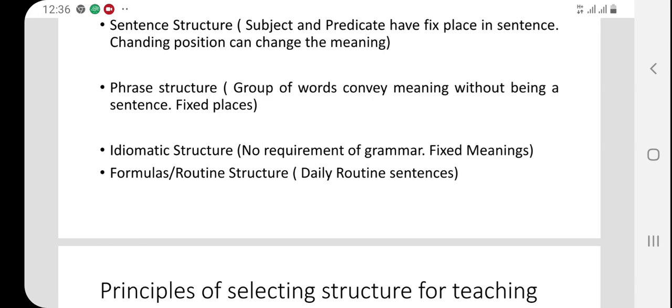So there is no requirement of grammar. Let's say, for example, one idiom: Achilles heel. Achilles heel means the weakest point of a very strong thing or a very strong person. You might have watched the famous Hollywood movie Troy. There is a hero in Greek mythology, a great warrior in the Greek war. They say his name was Achilles, and he was so powerful in all the wars.